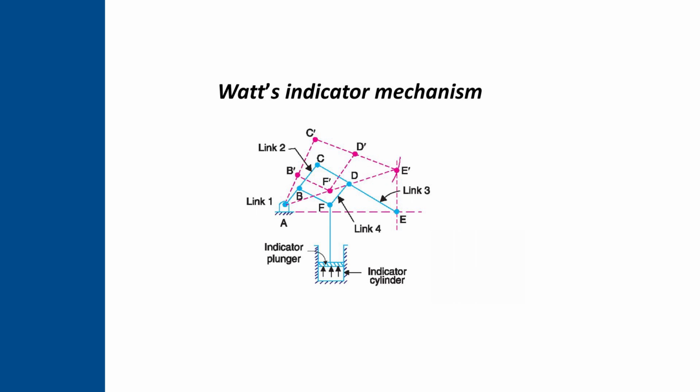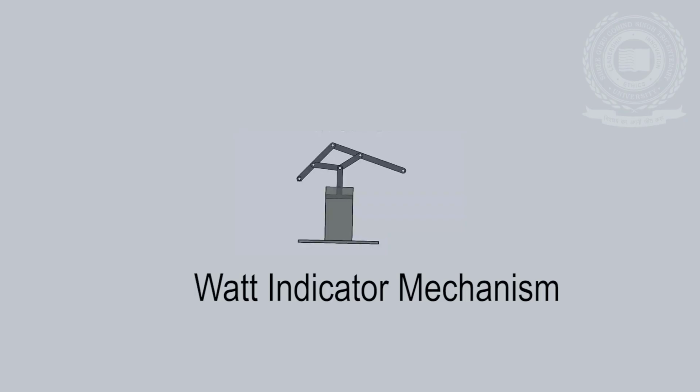Both links CE and BFD act as levers. The displacement of the link is directly proportional to the pressure of gas or steam acted on the piston. For any small displacement of the link BFD, the tracking point E at the end of the link CE traces out a straight line and indicates the value of pressure.